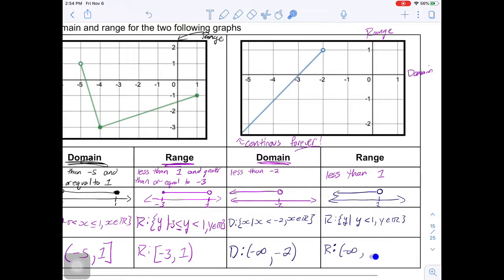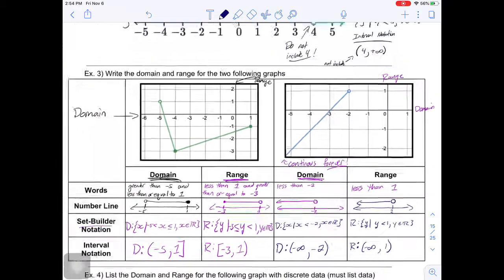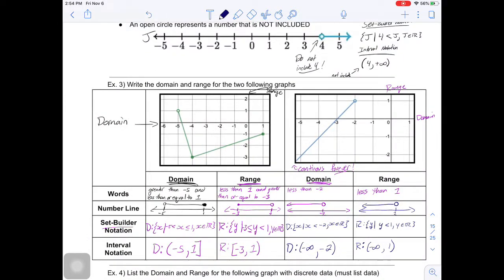What is your largest number in your range? Well, my largest number is 1, okay? And we don't include it, so I'm going to use 1 here, and I'm going to round the bracket, okay? So there's me stating the domain and range 4 different ways for this graph and 4 different ways for this graph.